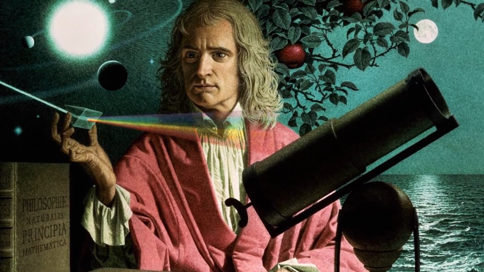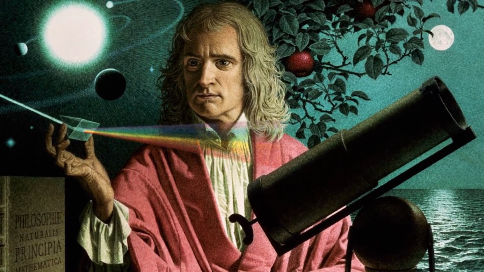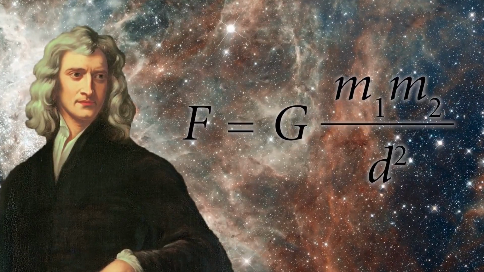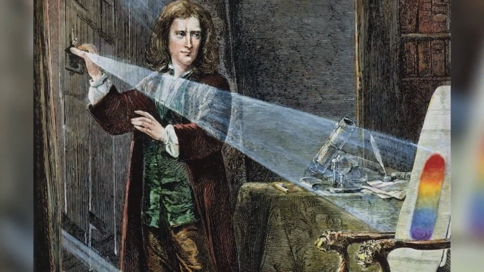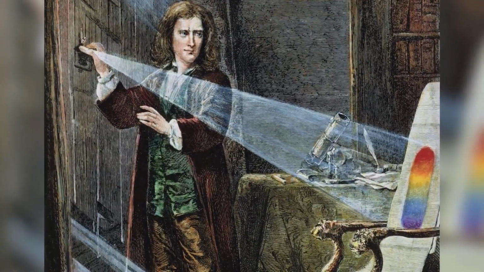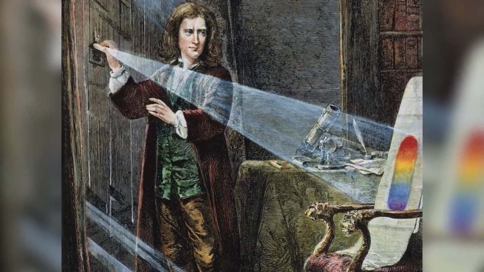Isaac Newton has been called the greatest scientific genius the world has known. It was Newton who proposed the law of universal gravitation, and it was his three laws of motion that formed the basic principle of modern physics.